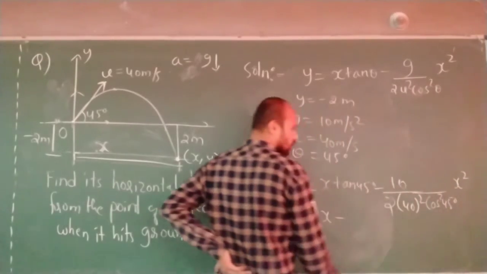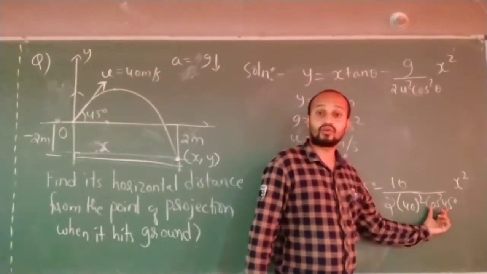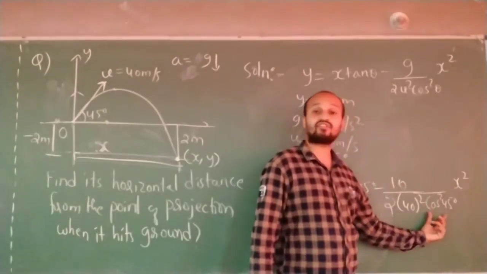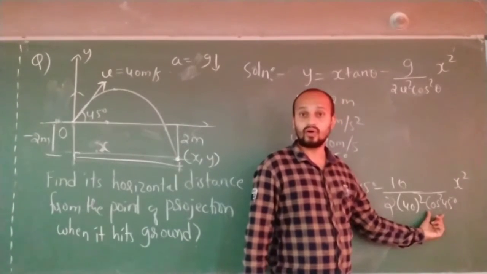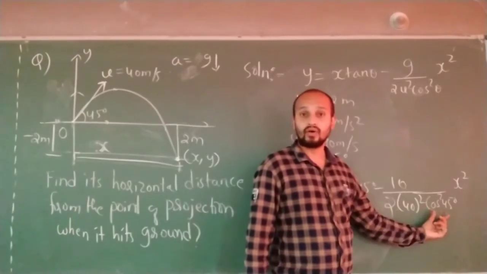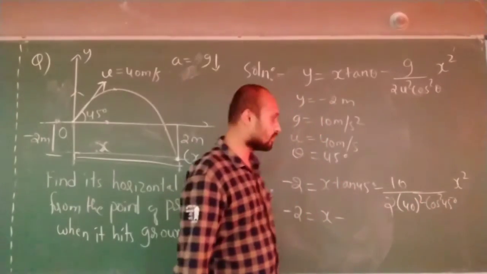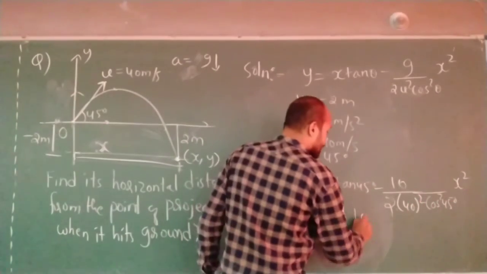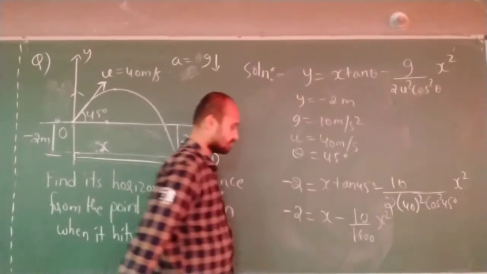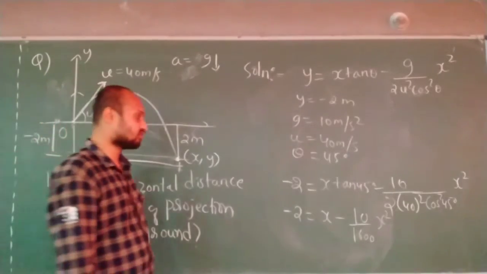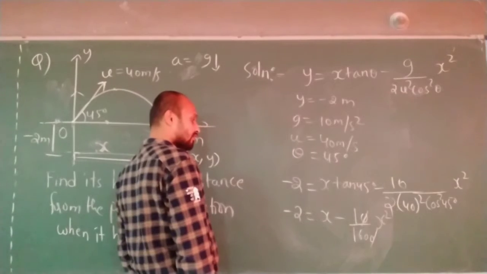Cos 45 degree is 1 by root 2, so cos square 45 degree will be 1 by 2. Here 1 by 2, here 2, so these 2 will get cancelled. So what will be remaining? 10 divided by 1600 into x square. The 0 is getting cancelled, so this will become 160.